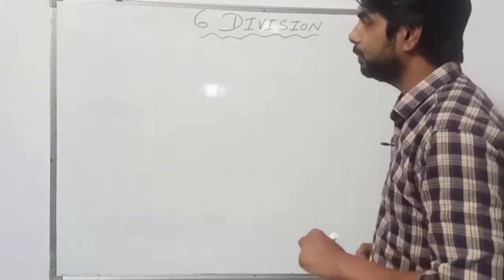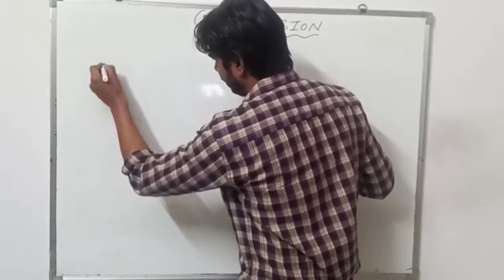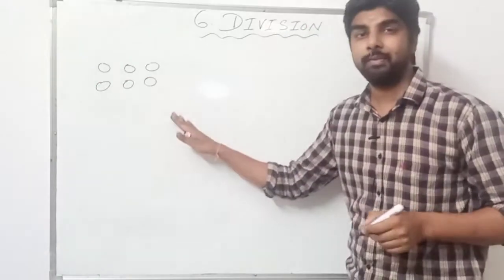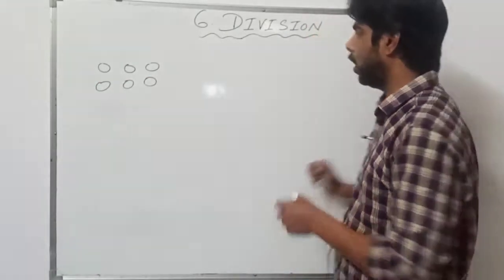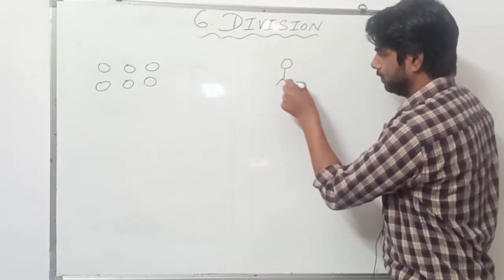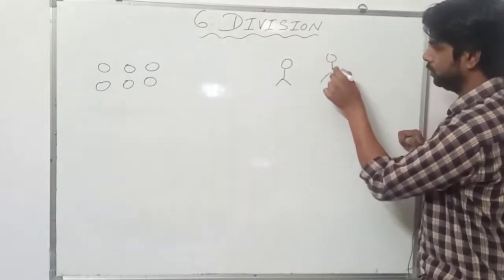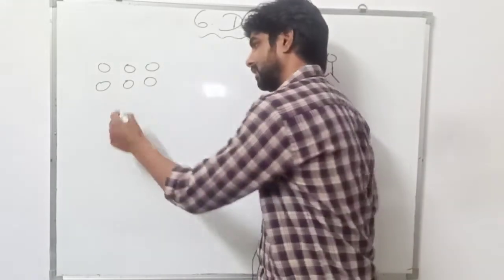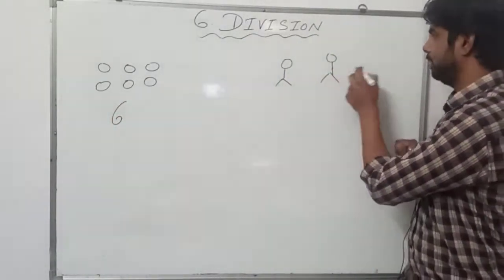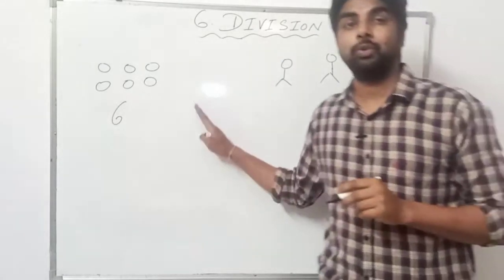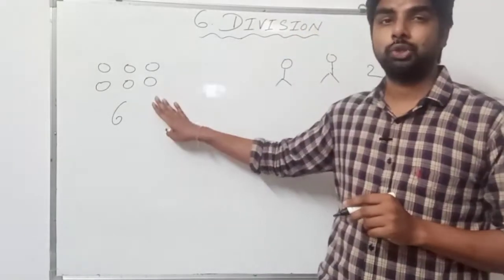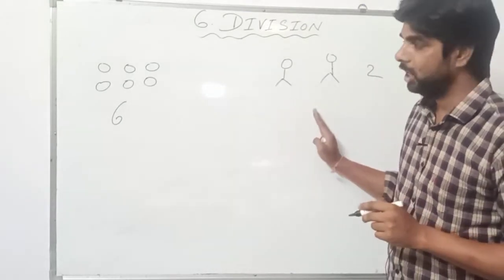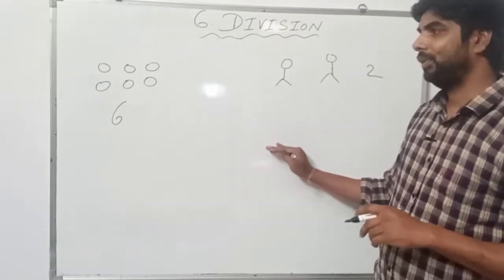Let's see. Suppose you have 6 chocolates. How many chocolates do you have? 6 chocolates. And how many friends do you have? 2. Okay, you have 2 friends. Now what do you want? You want to distribute these chocolates to your friends, so that each of your friends will get an equal number of chocolates. So how will you distribute?